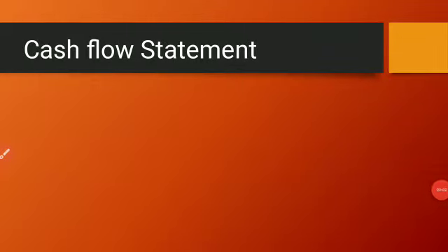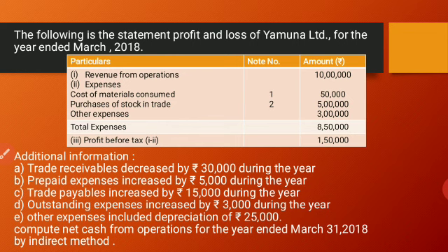Good morning, students. We were discussing the cash flow statement. Let us go with the next illustration under the indirect method. The following is the statement of profit and loss of MNR Limited for the year ended 31st March 2018. Revenue from operations is 10 lakh. Expenses: cost of material consumed 50,000, purchase of stock in trade 5 lakh, other expenses 3 lakh. Total expenses will be 8 lakh 50,000 and profit before tax 1 lakh 50,000.